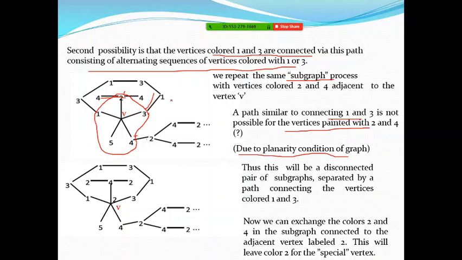So what is the possibility? The possibility is that the 2 4 2 4 graph will be there, but it will be a disconnected pair of subgraphs. These vertices cannot be connected. So it will simply be a disconnected pair of subgraphs separated by a path connecting the vertices 1 and 3. So one path is with 1 and 3, and the second will be some disconnected graph, meaning 4 2 4 2, and somewhere they will be linking with this path. And similarly 4 2 4 2, somewhere they will be linking with this path.